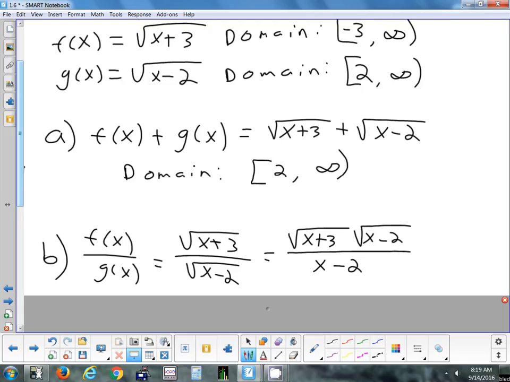Technically, you could multiply these together, because you have two square roots, and you would get the square root of, and then under the root, x squared minus 2x plus 3x minus 6. But I wouldn't multiply them together, because then it's harder to figure out the domain. It's actually better to leave it like this.